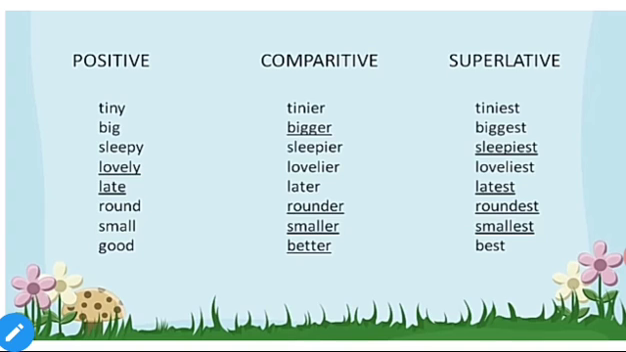Big, bigger, biggest. Sleepy, sleepier, sleepiest. Lovely, lovelier, loveliest. Late, later, latest. Round, rounder, roundest. Small, smaller, smallest. Good, better, best. So you should finish that book like this.